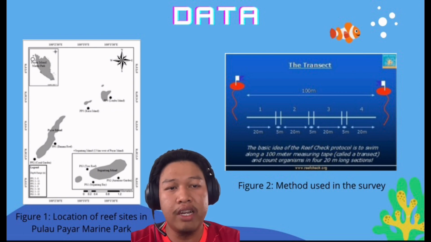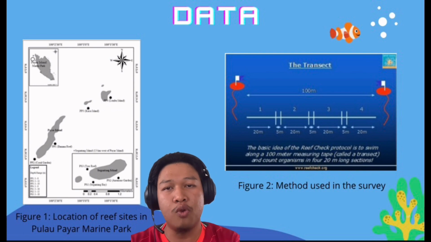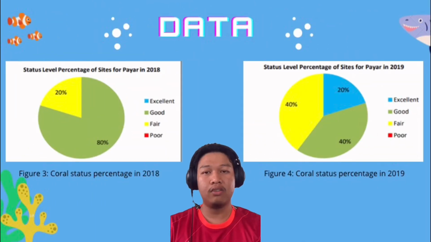A diver will then swim across the transect line and count the organisms like the live coral, dead corals, algae, and other fish or invertebrates within the 4 20 meter sections. Next, I will show the comparison of coral status percentage in 2019 and 2018 at Paya Island Marine Parks.